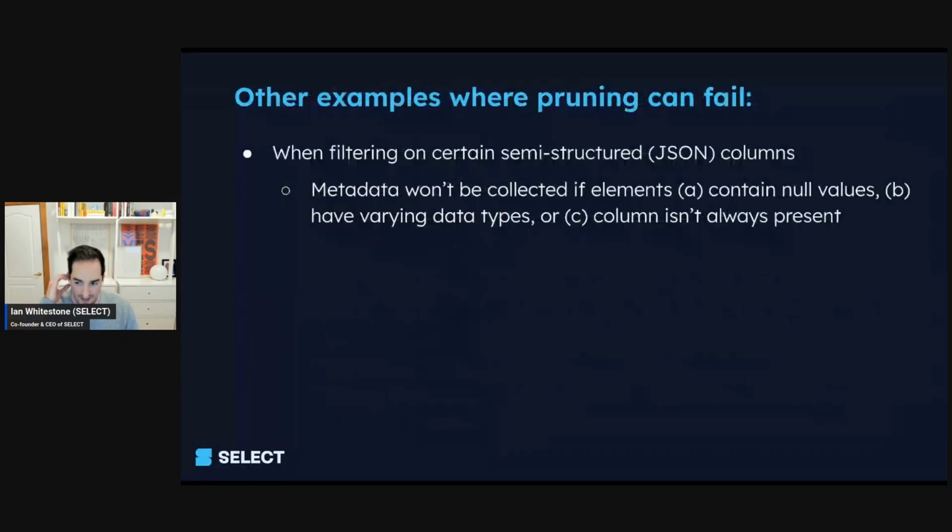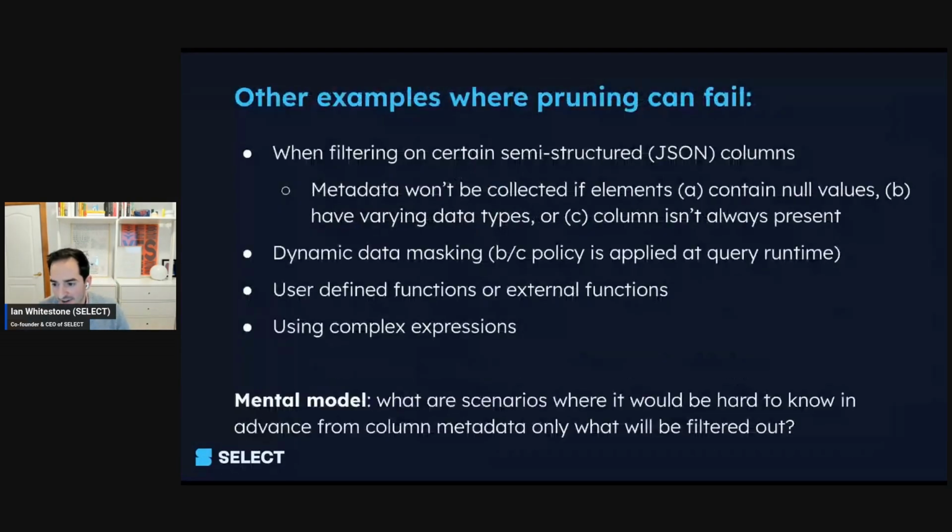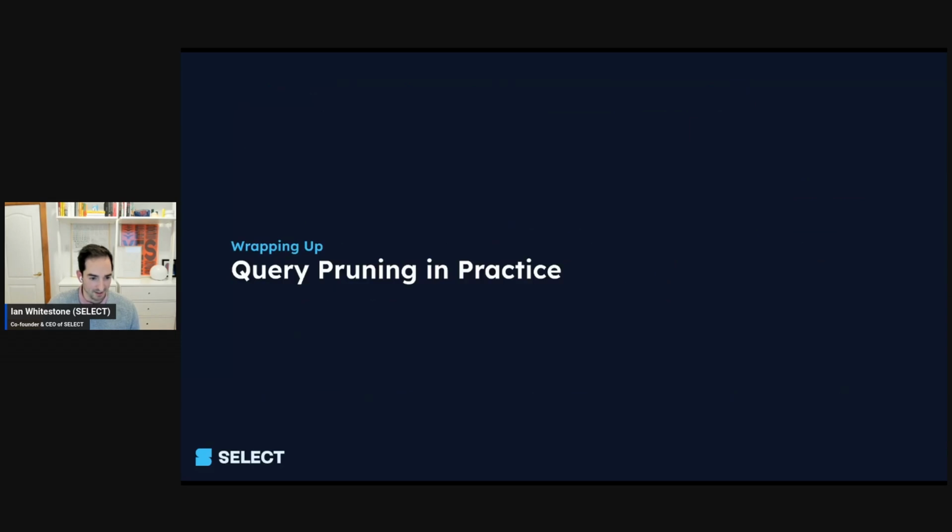I can see someone in the comments has pointed out that for JSON columns, there's a max of 200 elements for metadata collection. So if you filtered on element 201 or 300, you may not get query pruning working. That is interesting. I did not know that. So that's another thing to keep in mind when you're doing things with big JSON columns.